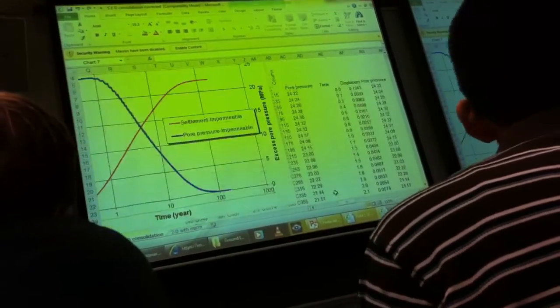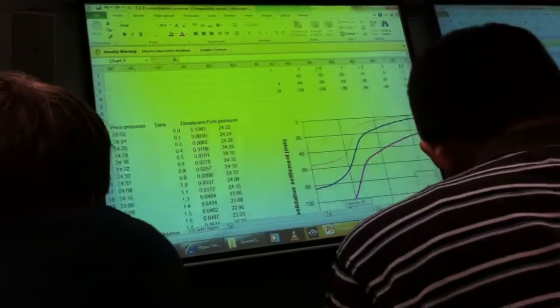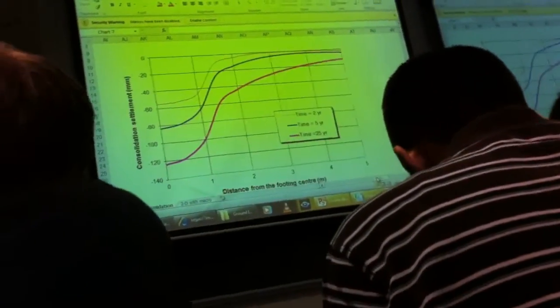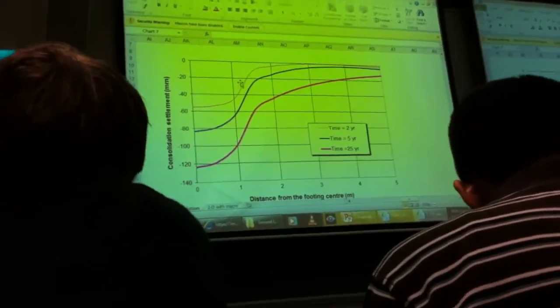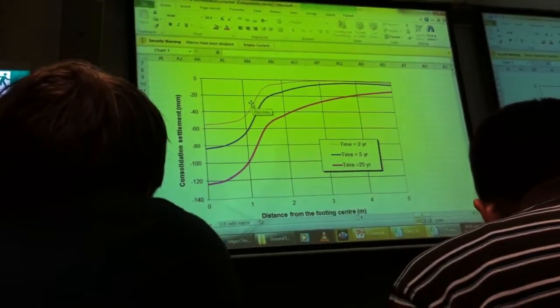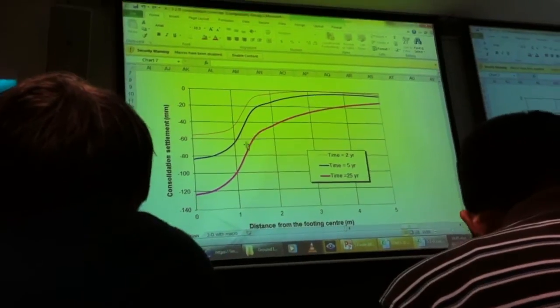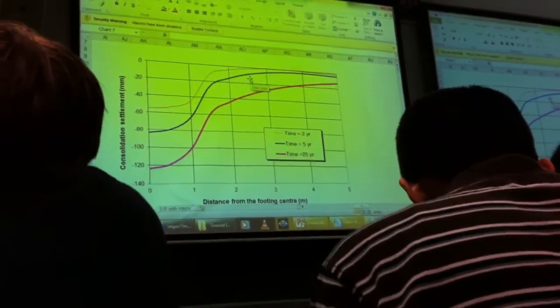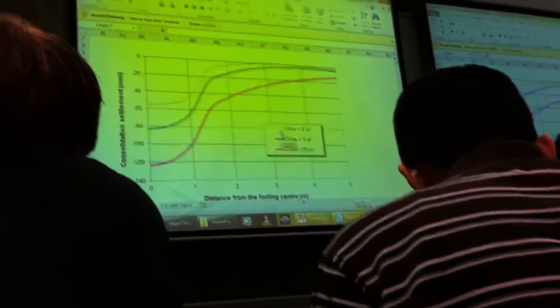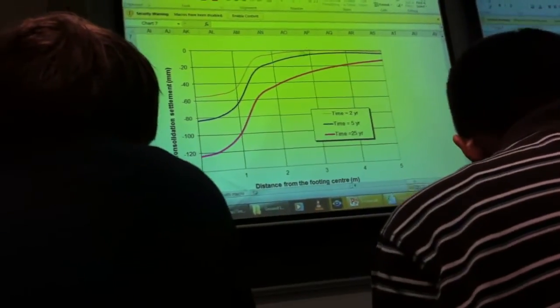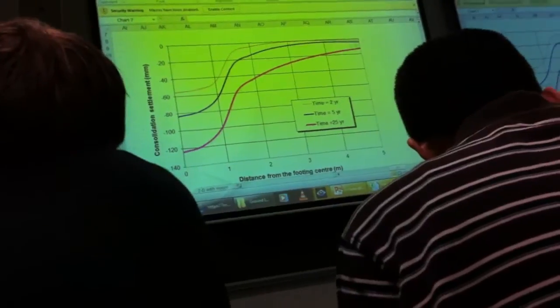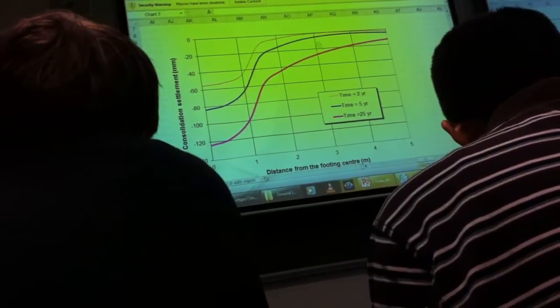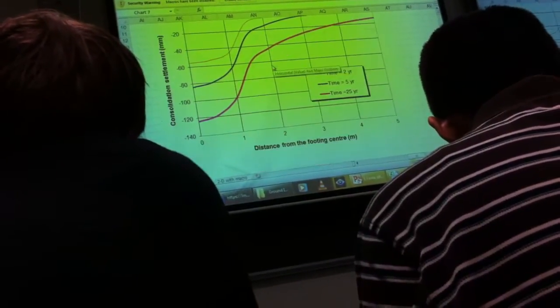Other information, like variation of sediments, that's the soil profile, that's at ground level. And the time after 1 year, 2 years, 25 years, and so on. And you see that after 1 year, the soil swells a little bit and settles later on, but gradually with time the soil profile goes down.